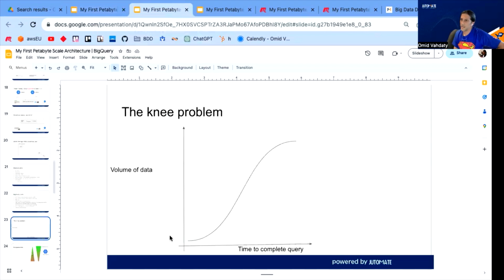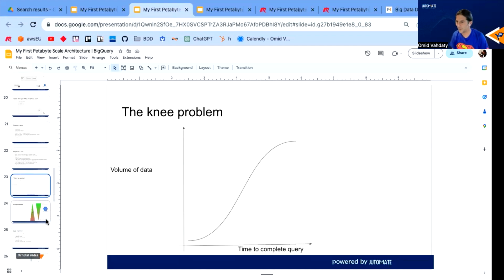So essentially, the knee problem is when you have so much volume of data, it starts very nice where every change in the data is hardly felt, but there's a point where it becomes slower and slower, and then there's a point where it becomes so slow it might not even finish and sometimes even crash. This is a common issue for every technology, not a BigQuery issue. Every technology has this problem.